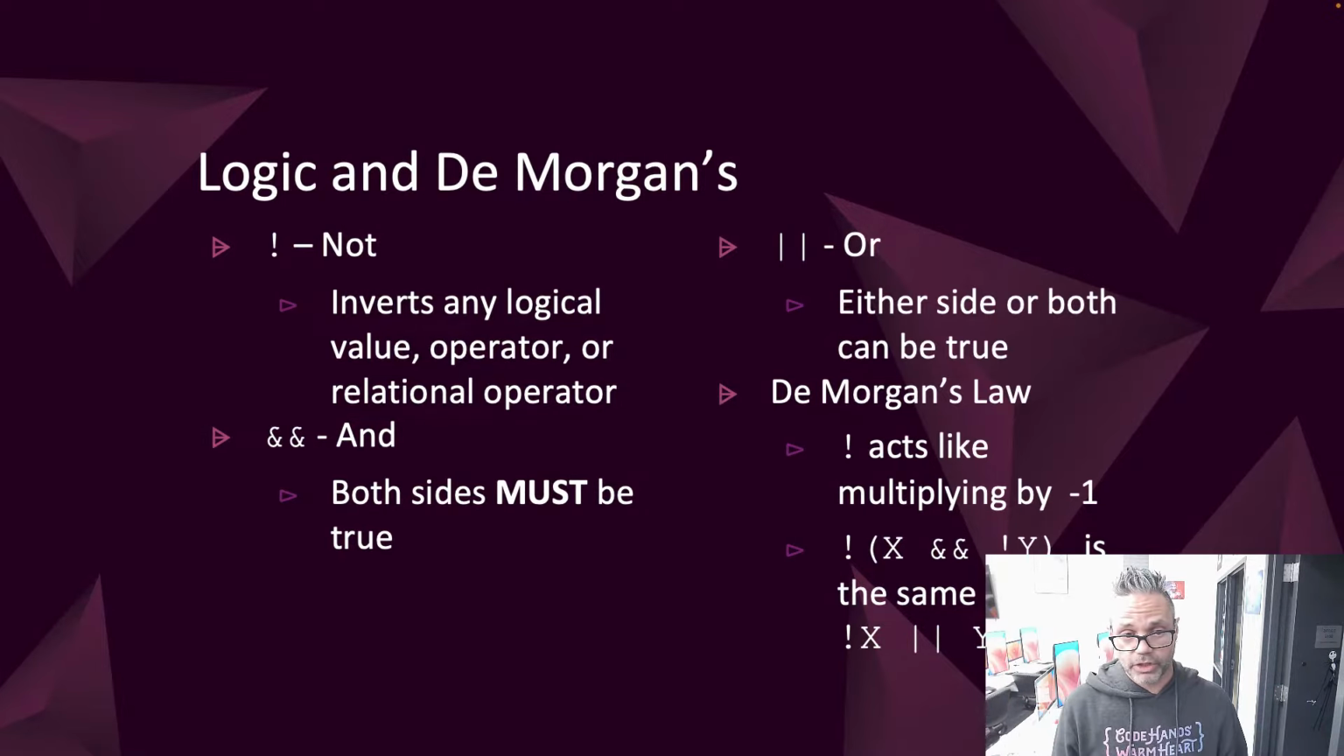And so we have De Morgan's law. The exclamation point acts like multiplying by -1 and is distributed across the entire thing. It's how we simplify complex logical equations. In the quick little example right here, we have not, and then parens, x and not y, which would reduce down to not x or y. And so that's the same thing. These things are logically equivalent, and that's how we can use that and make that happen.